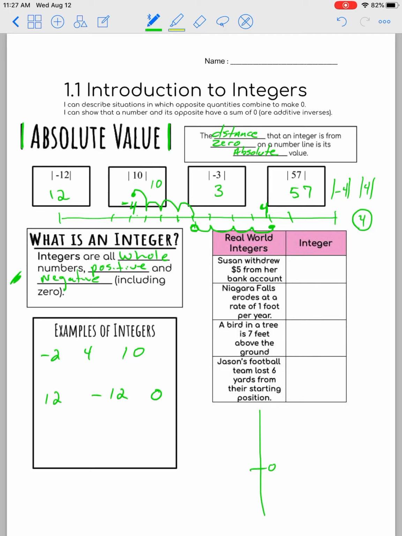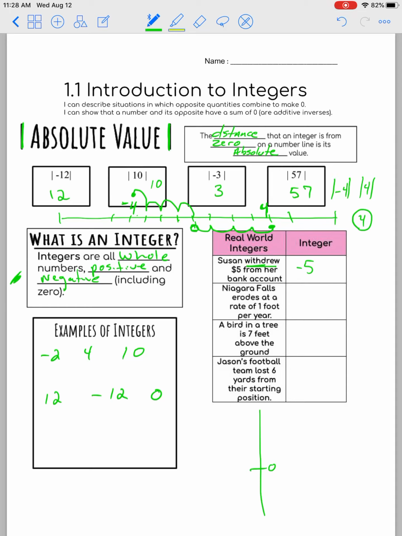So let's look at some real world scenarios. Let's pull some information from the real world. Susan withdrew $5 from a bank account. What's happening here? Susan is withdrawing. She's taking away. That is subtraction or a negative. Negative 5. That's taking out 5.